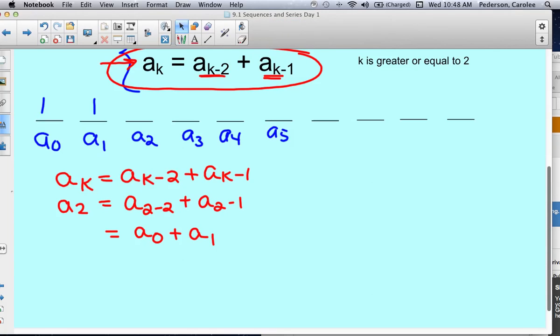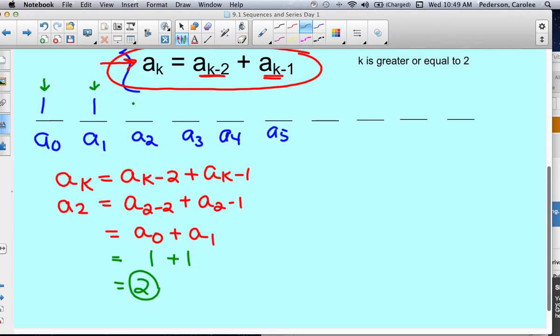Now we're going to look up into our sequence. A sub naught is 1, so replace that with 1. And then a sub 1 is 1, replace that. And now 1 plus 1 is 2. So now we know a sub 2's value is 2.